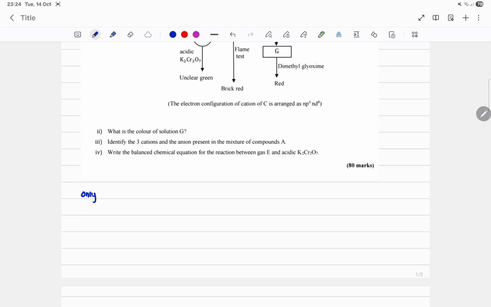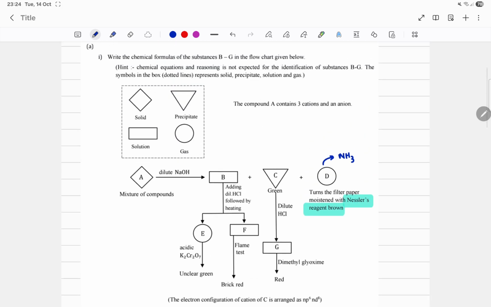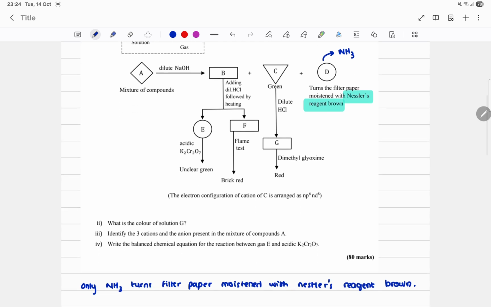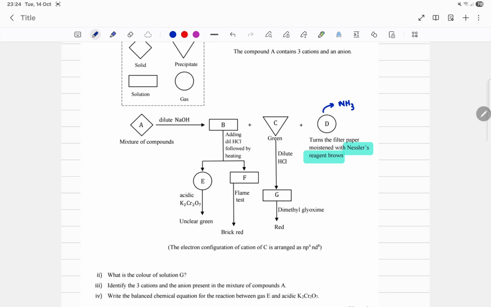Here, I'll write it. Only ammonia turns filter paper moistened with Nessler's reagent brown. Now we are writing the answer of the first one. Then D is ammonia.